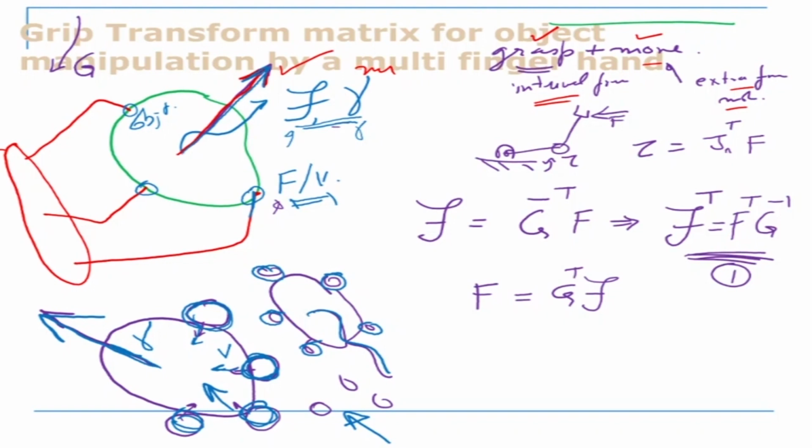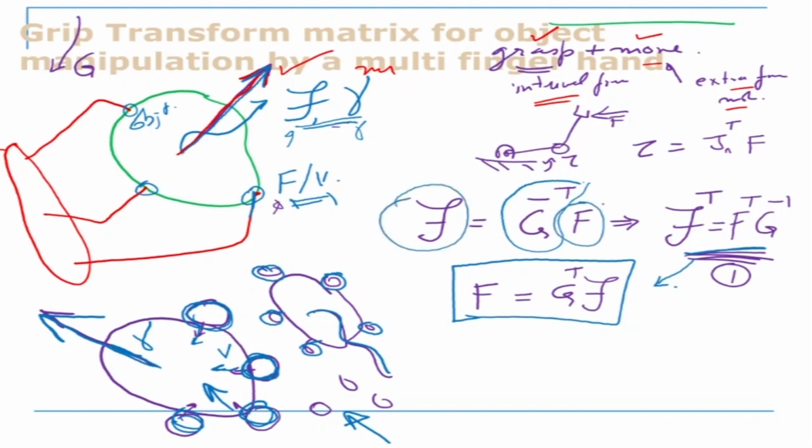Now let's say that f, which is the force at the center of the object, is equal to G inverse transpose into F. Let us say this is my relation. So f transpose is equal to F transpose into G inverse. I take the transpose of both sides, and from here what I get is f is equal to G transpose into capital F. So this is one equation that I'm getting. I'm finding the relation between this and that, and I'm writing the relation by a matrix G inverse transpose.